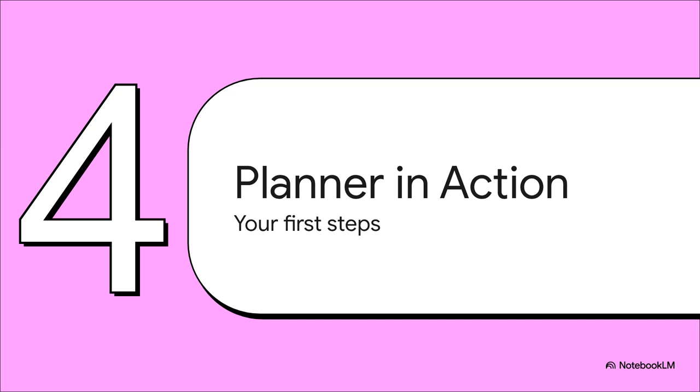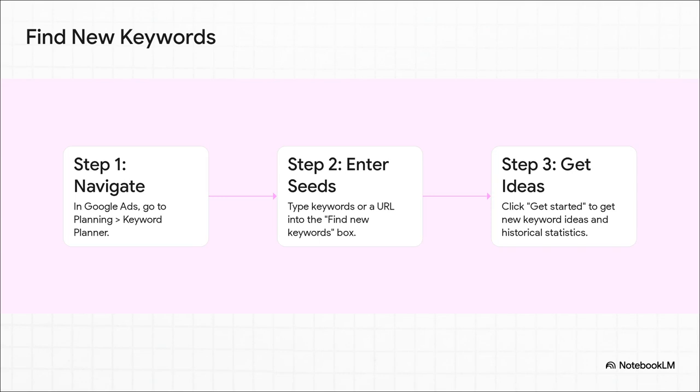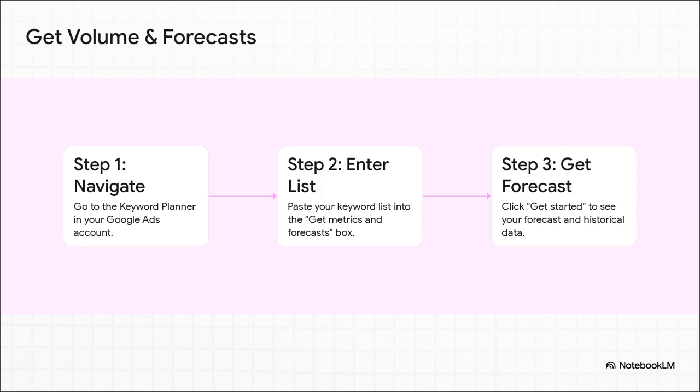So, how do you actually use it? Well, the day-to-day workflow really boils down to two main functions. First, there's discovering new keywords. You just sign in, find the planner, pop in those seed keywords, or even a competitor's website, and boom, you click Get Started and you've got a list full of fresh ideas and all the data to go with them. And the second main function is for when you already have a list of keywords, maybe from another tool or your own research. You just paste your list right in, and the planner gives you all the historical data and future projections for that specific set.